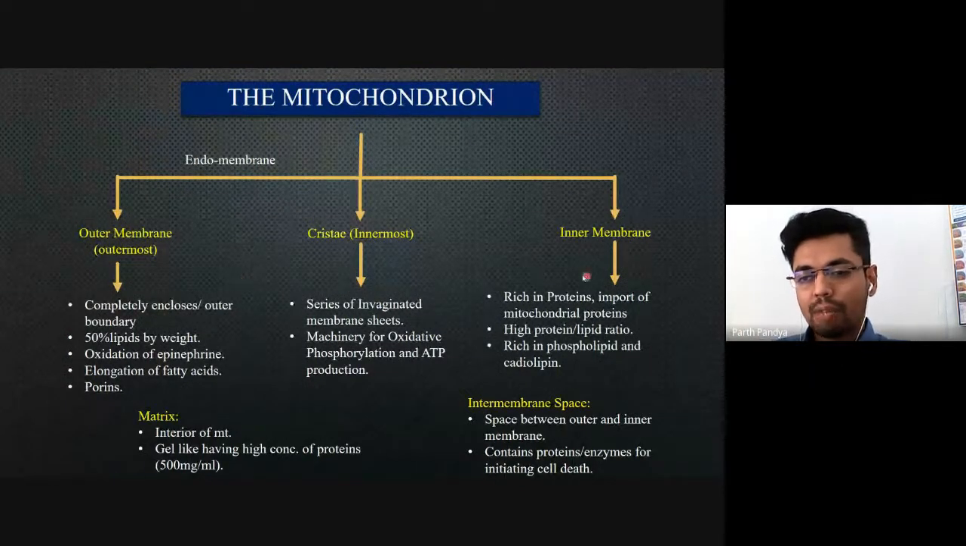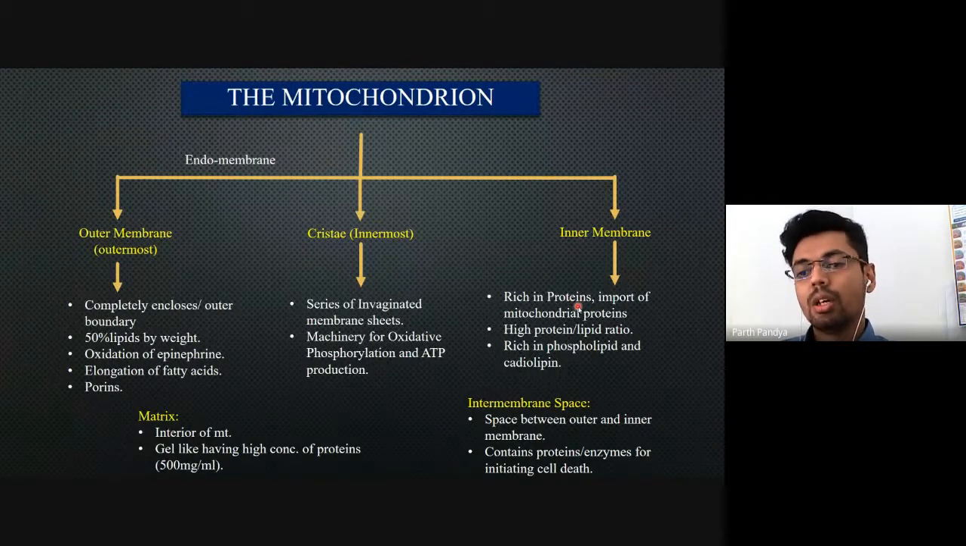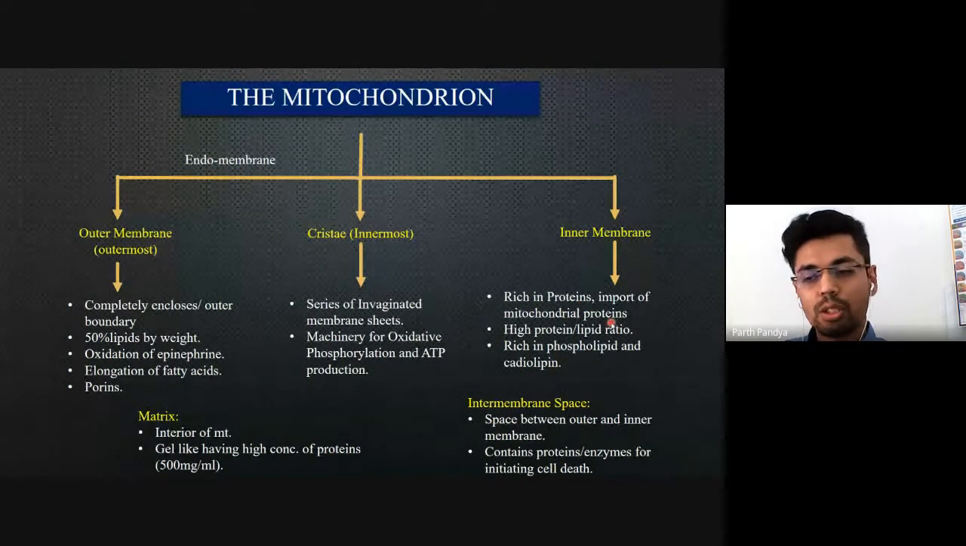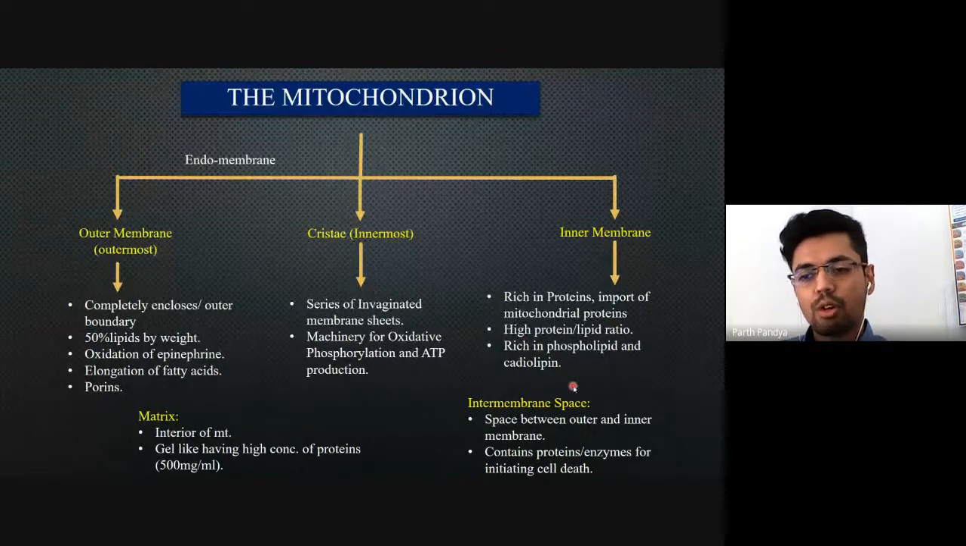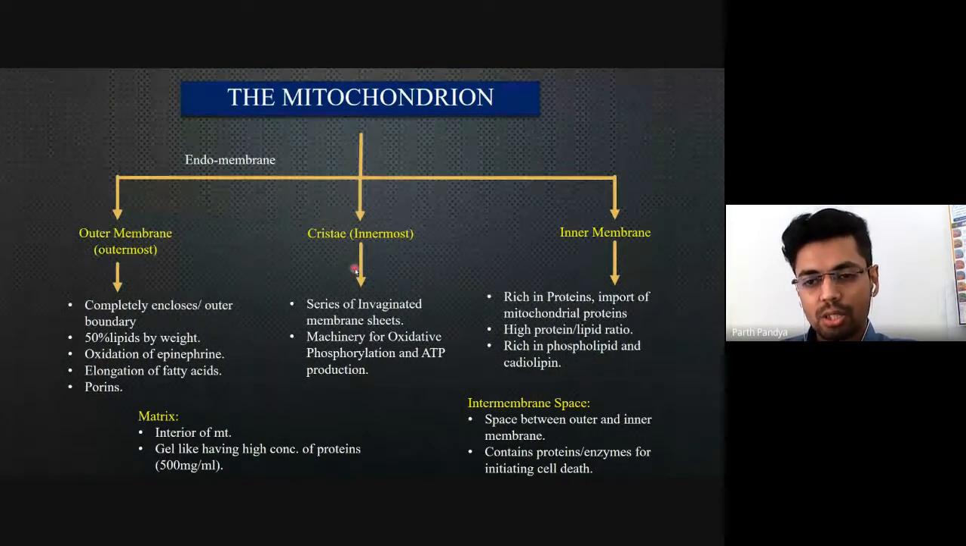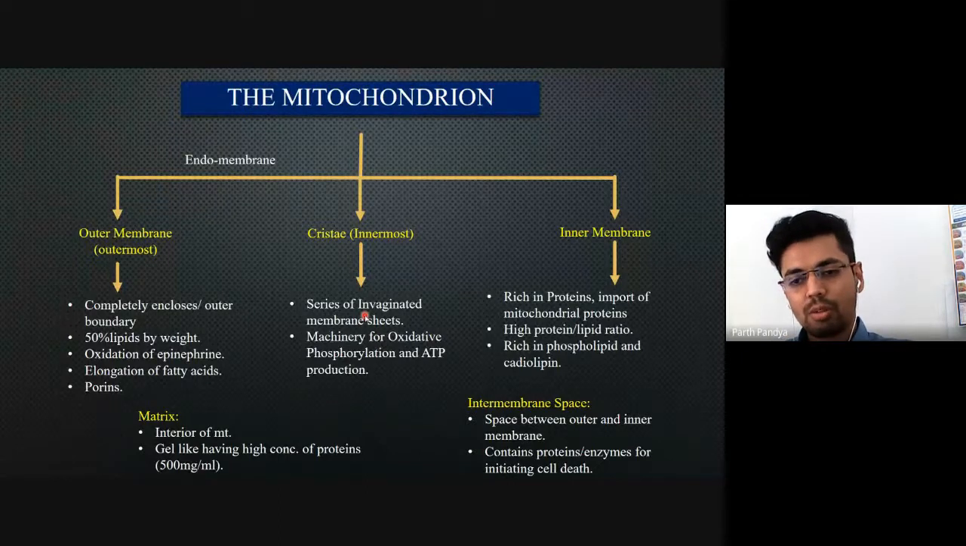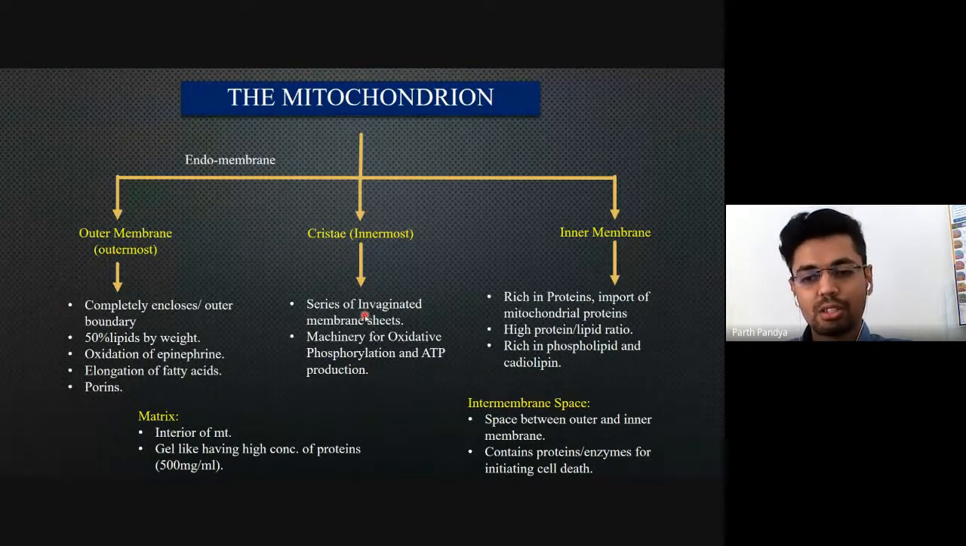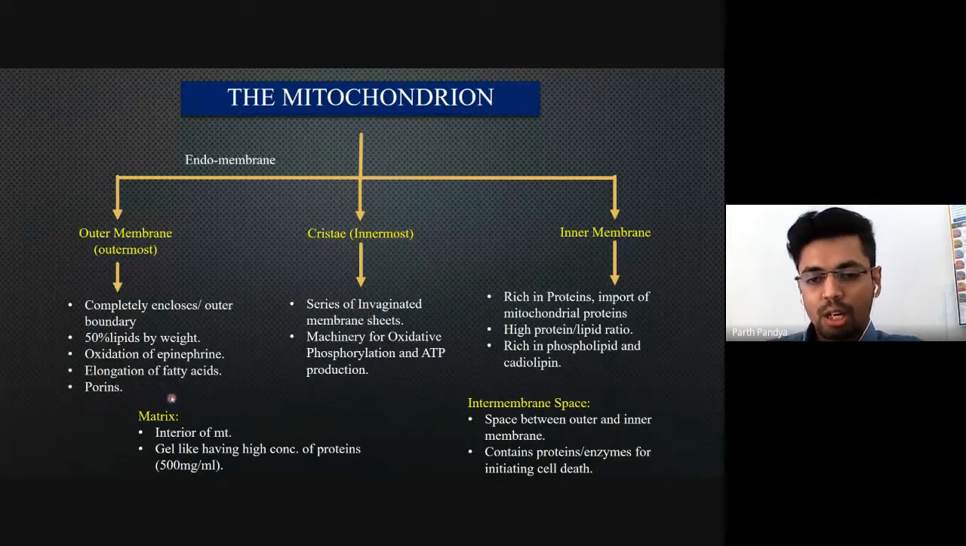Then the inner membrane is rich in proteins, and it also has the import proteins of the mitochondria. It has more protein compared to lipids, so a high protein to lipid ratio is found, and it is rich in phospholipid and cardiolipin. The innermost layer, the septa, are nothing but the cristae, which are invaginated sheets. The major function of mitochondria, oxidative phosphorylation and ATP production, occurs in the cristae.